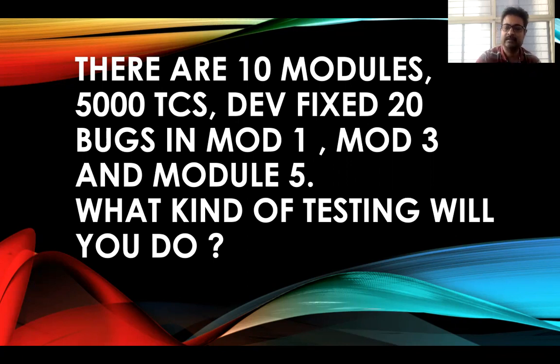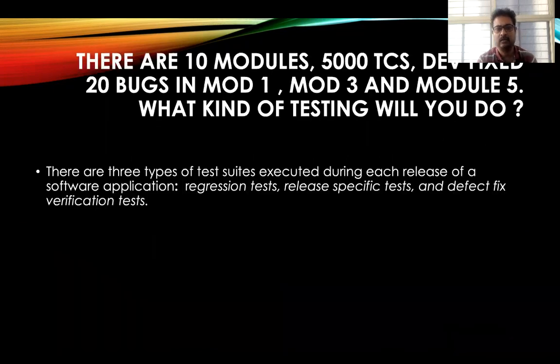So when the release happens, we generally do three kinds of testing. One is bug fix verification testing. Second, regression testing. And third, if any new features are released, then we do feature verification testing or release specific testing. So here, definitely we have to verify the 20 bugs, but we also have to make sure that these fixes don't break other functionalities, right? So we have to do some regression testing.